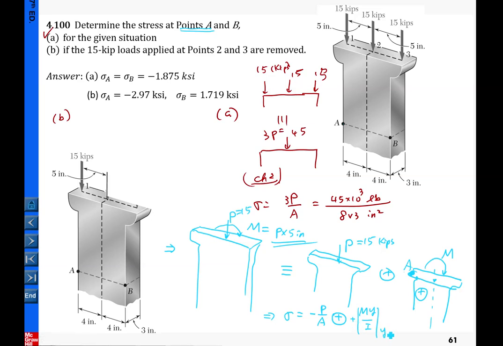so that is tension, a positive sign. And here, what is y? Y is the distance from A to the centroid. We measure here from A to centroid, that is 4 inch. So that's the way you determine the stress at point A here.